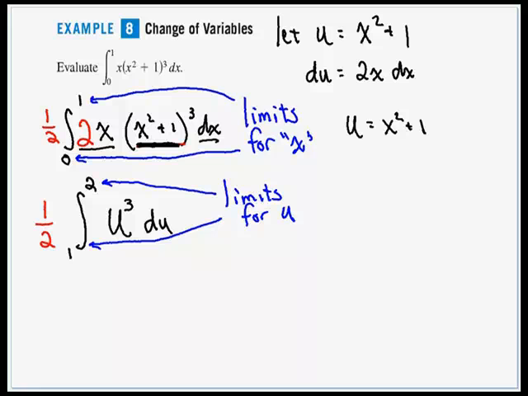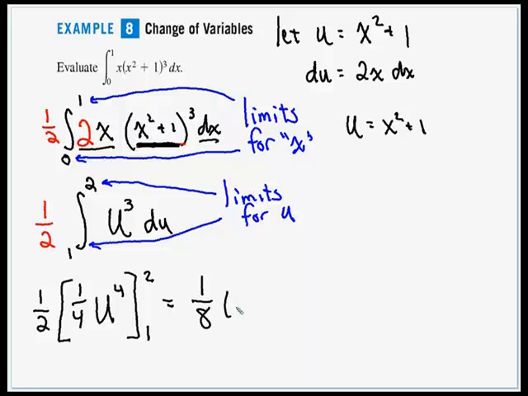So let's take the antiderivative. We'll have the 1/2 out front. We raise our exponent 1 up to u to the fourth, and we divide by 4 or multiply by 1/4, and now our new limits for u are from 1 to 2. So we multiply our fractions and we get 1/8 u to the fourth from 1 to 2. Now we just apply the fundamental theorem. Take our upper limit 2 and plug it in.